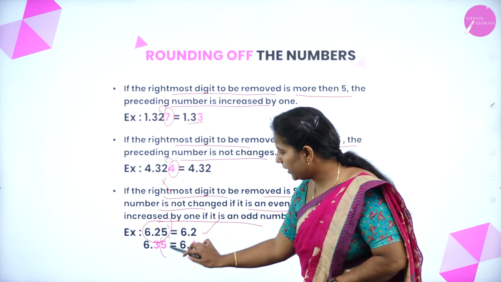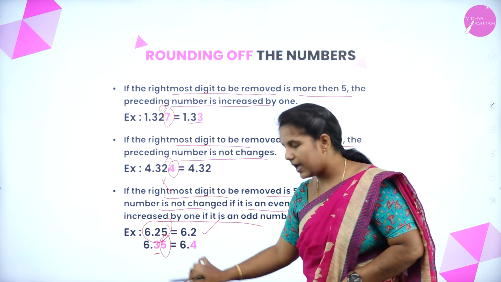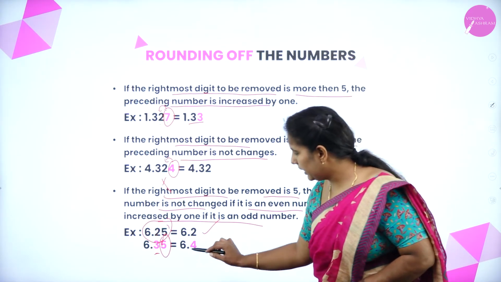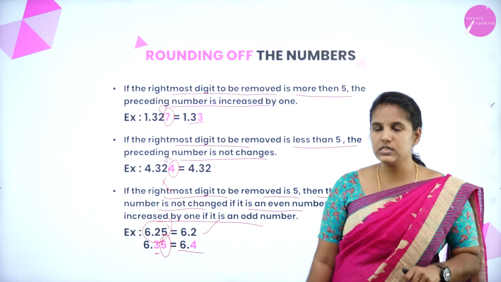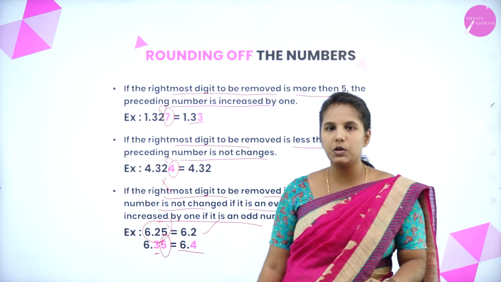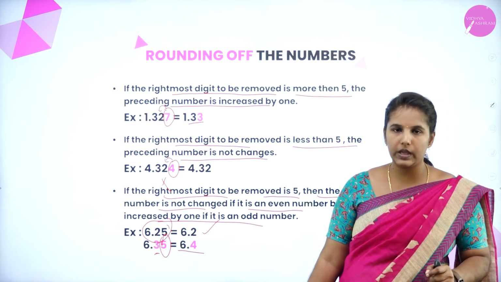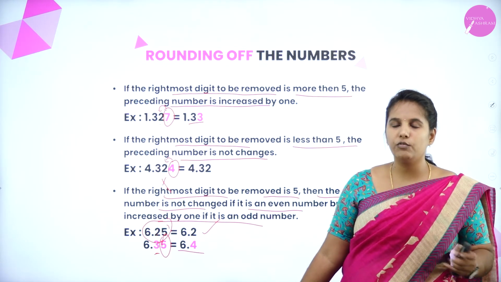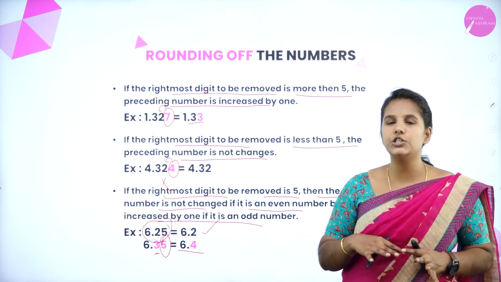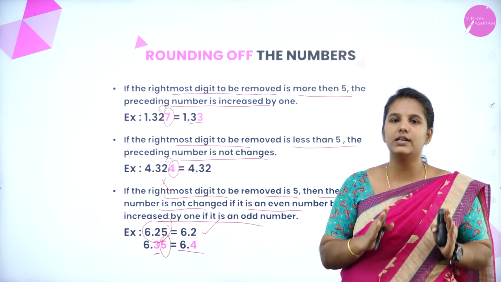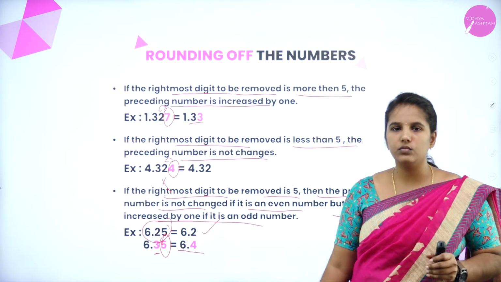Suppose you are removing the last digit 5, and the next number is an odd number, then it should be increased by 1. This is how, when we are doing a chemical experiment, we have to round off the number by applying these 3 rules. Okay, the last rule is very simple. If you are removing the last number 5, and the next number is even, it should not be changed. We have to report the result as it is. If the next number is odd, then we have to increase it by 1.